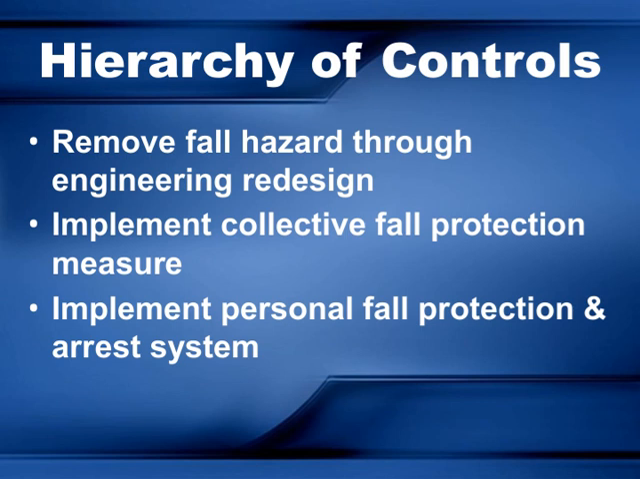One of the most reliable methods is to remove the hazard altogether through engineering redesign. This means looking at the work environment and making changes that eliminate the risk of falling, rather than just relying on protective gear. Next, we have implementing collective fall protection measures. These are safety features that protect everyone in the area, like guardrails or safety nets, providing a physical barrier to prevent falls.